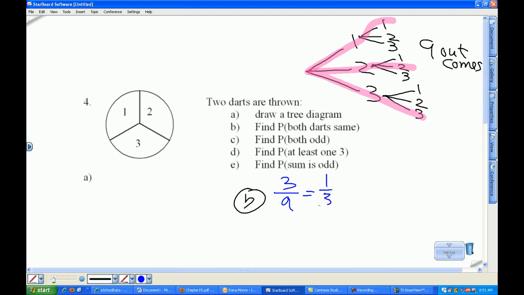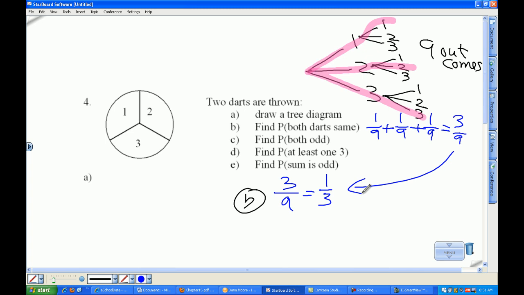That's 1/3. The alternative would be to say, okay, what's the probability of getting 1 and a 1? That's 1/3 times 1/3, which is 1/9. What's the probability of getting 2 and a 2? That's 1/3 times 1/3, which is 1/9. What's the probability of getting 3 and a 3? That's 1/3 times 1/3, which is 1/9. And you could add them together. So that gives you 3 over 9, which is the same thing. But gosh, isn't it faster to use the tree diagram?